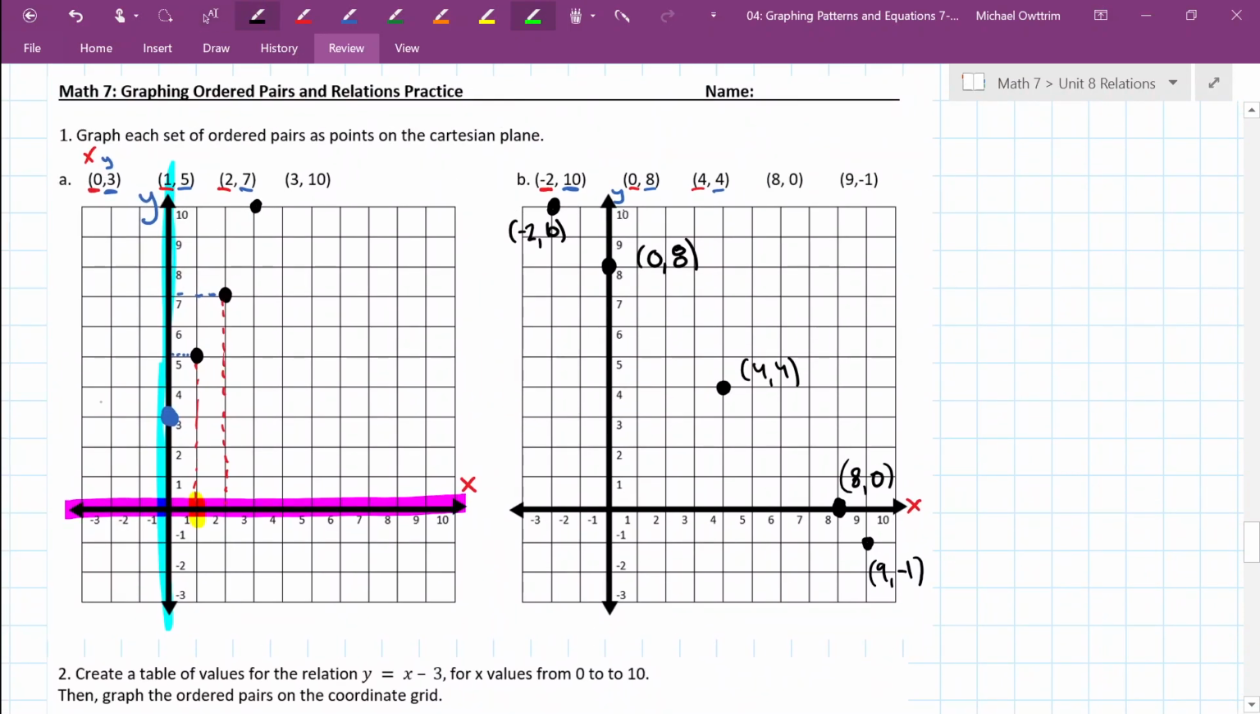And we could label these ones as well. 0, 3, 1, 5, 2, 7, and 3, 10.